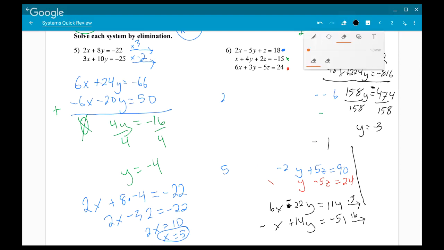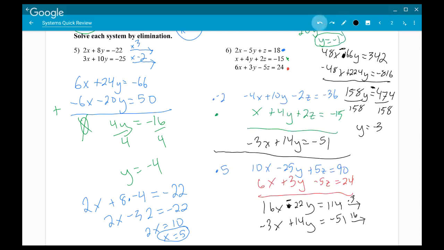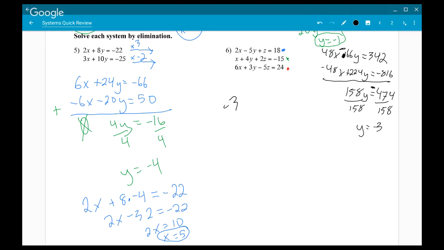Okay, make that a little bigger. There we go. Working on a tablet here, friends. Kind of ran out of room. Okay. So we had negative 3x plus 14y equals, I'm going to go back and look. Negative 3x plus 14y equals negative 51. And all we're going to do is plug in negative 3. And we're going to solve.